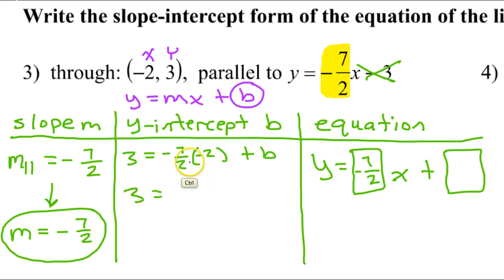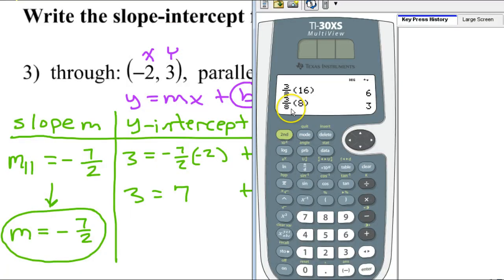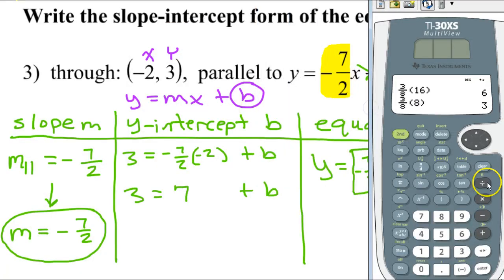Now when I look at this, I think to myself, negative 2 divided by 2 is negative 1. Negative 1 times negative 7 is positive 7. So I know this is going to be 7 plus b. Now if you didn't follow that, you're going to be a calculator person. So you can just go ahead and go negative 7 over 2 times negative 2.